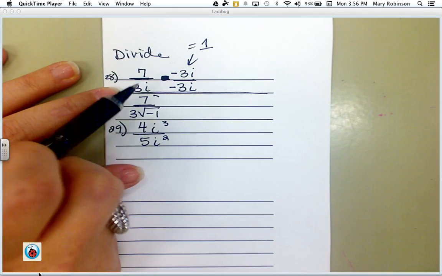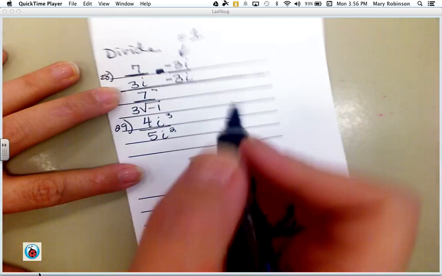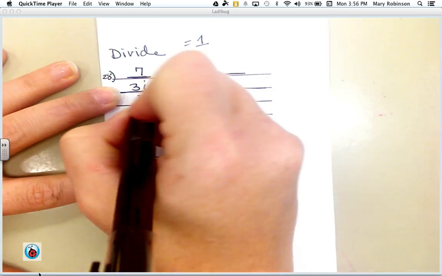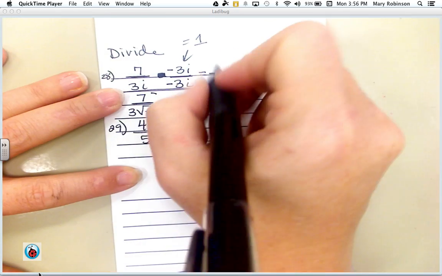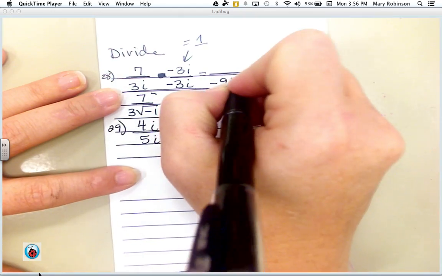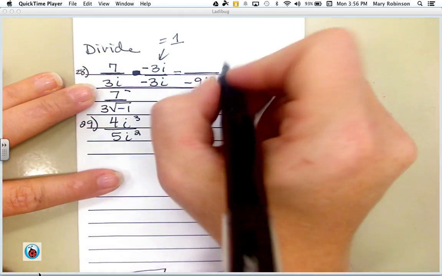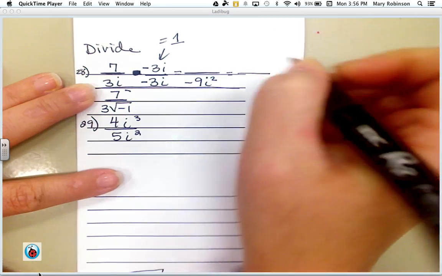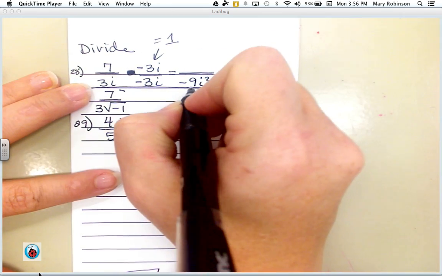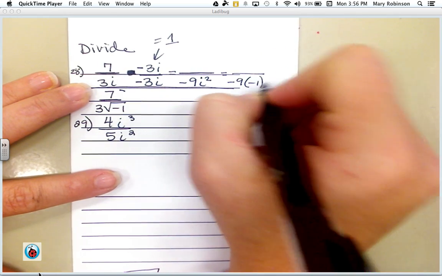So multiplying by 1 does not change an expression's value, but you can see that next what will happen when we multiply our denominator, 3 times negative 3 will give us negative 9, and I times I gives us I squared. Remember that from our lesson on multiplying. So I'm just going to continue to simplify the denominator so you'll see the purpose in what we're doing here. Recall that I squared equals negative 1.